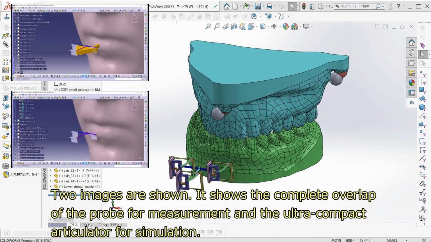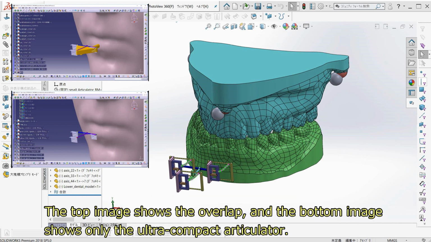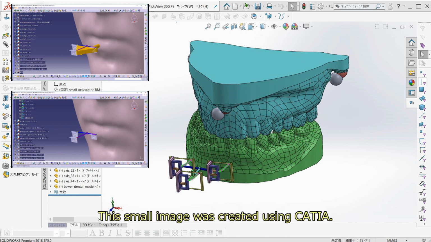Two images are shown. It shows the complete overlap of the probe for measurement and the ultra-compact articulator for simulation. The top image shows the overlap, and the bottom image shows only the ultra-compact articulator. This small image was created using CATIA.